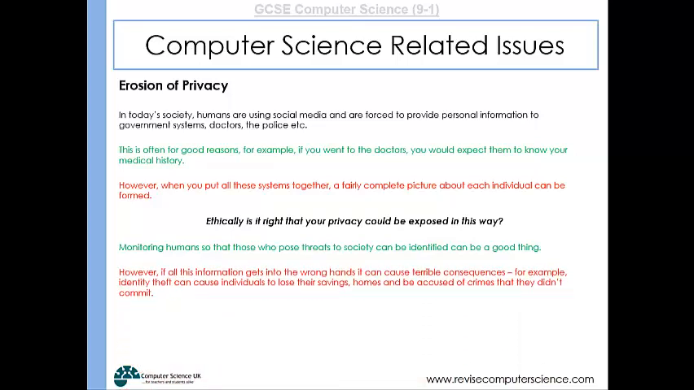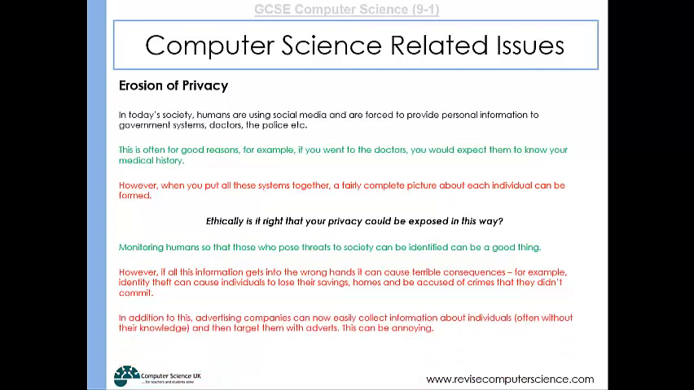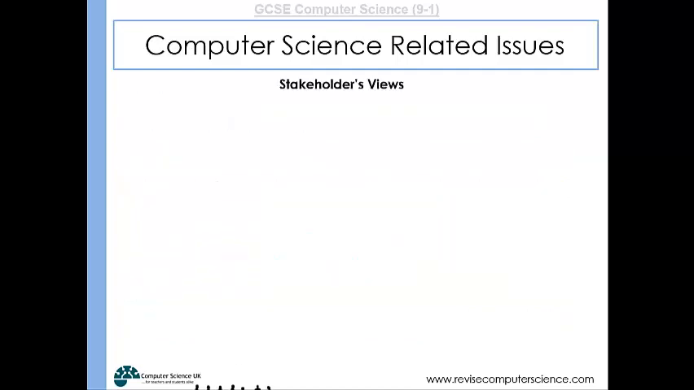However, if all this information gets into the wrong hands, it could cause terrible consequences. Identity theft can cause individuals to lose their savings, homes, be accused of crimes that they didn't commit. So it's got to be carefully treated. All of this data has to be very carefully handled. And in addition to the above, advertising companies can now easily collect information about individuals, often without their knowledge, and then target them with adverts. And this can be very annoying.